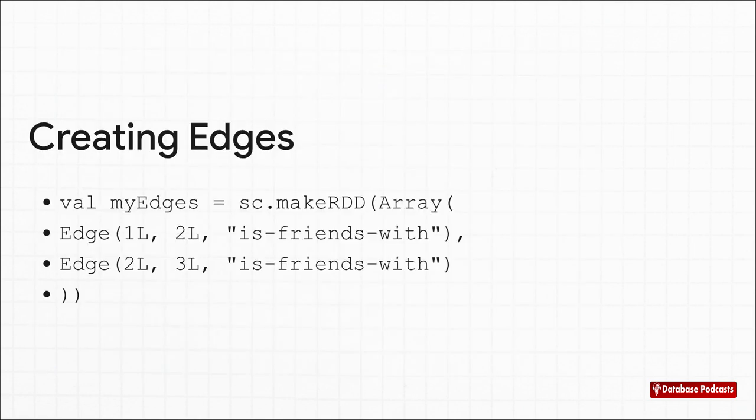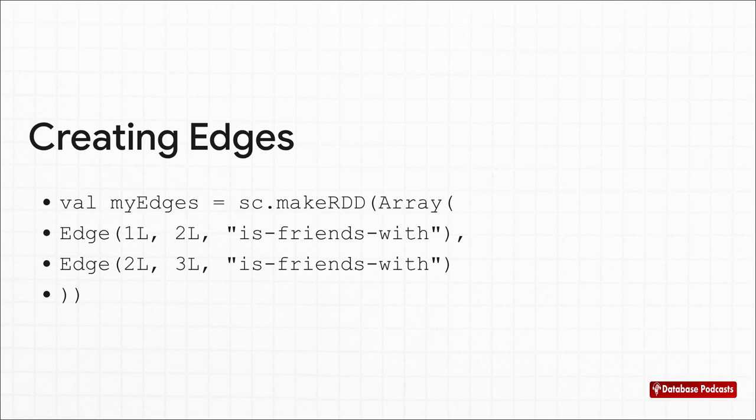And again, in the code, creating an edge RDD is just as easy. You're just defining an array of these edge objects. Each one spells out where it starts, the source vertex ID, where it's going, the destination vertex ID, and what the relationship is. So right here, we're saying vertex 1 is friends with vertex 2.